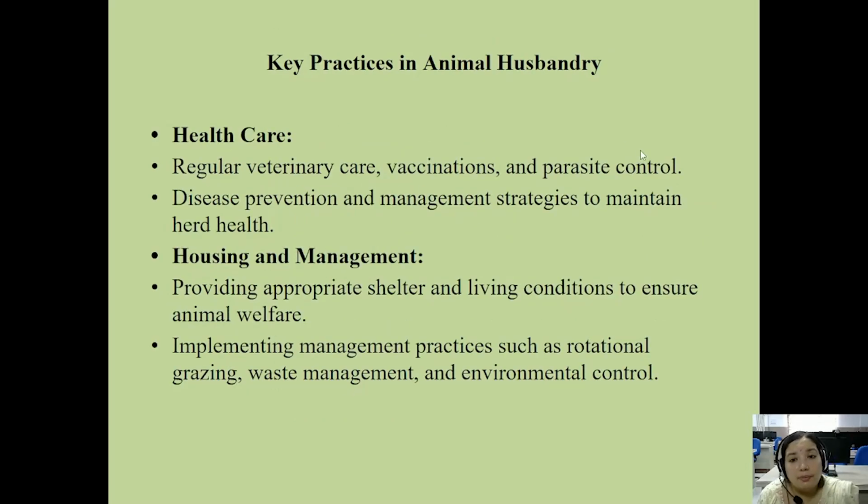Key practices in animal husbandry: healthcare, with regular veterinary care, vaccination and parasite control, and disease prevention and management strategies to maintain herd health. And housing and management, providing appropriate shelter and living conditions to ensure animal welfare, and implementing management practices such as rotational grazing, waste management, and environmental control.